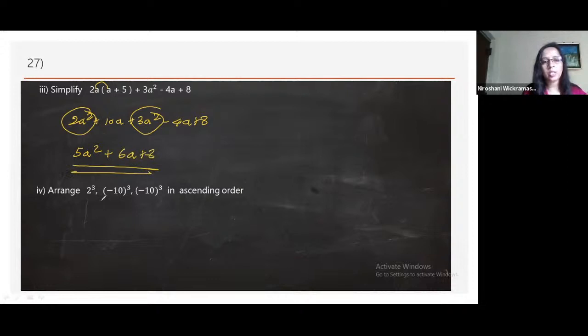You have to arrange this in ascending order, right? 2 to the power 3, that is 8. 10 to the power minus 3 are the same thing I have mentioned here. It's a mistake, it's okay. 2 to the power 3 is 8, minus 10 to the power 3 is minus 1000. So the smallest one is minus 10 to the power 3, and here 2 to the power 3, in ascending order. Only two numbers; we omitted this by mistake. I have arranged the same thing here.